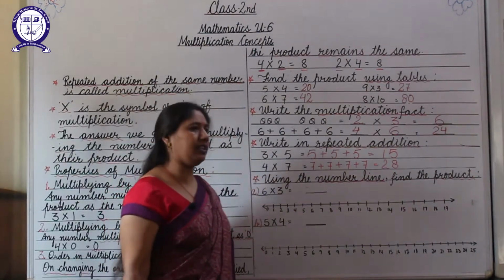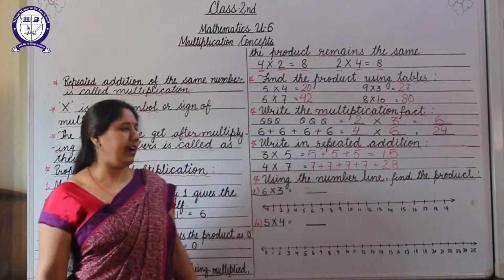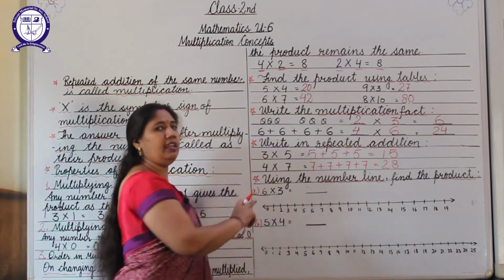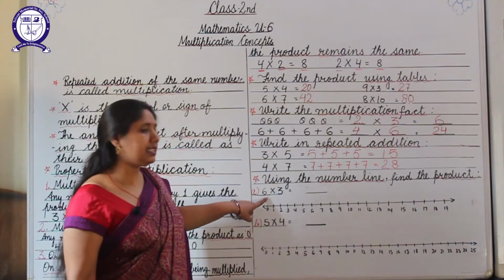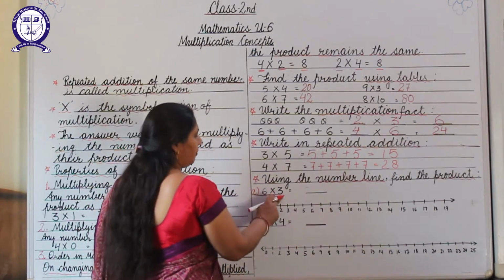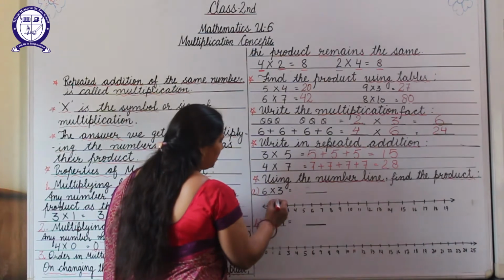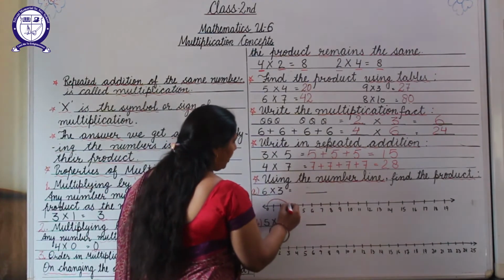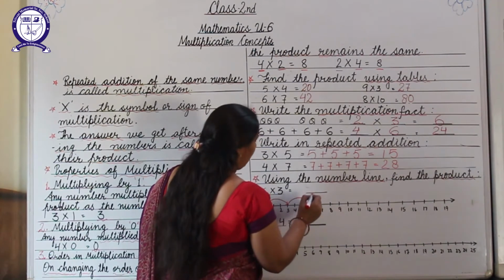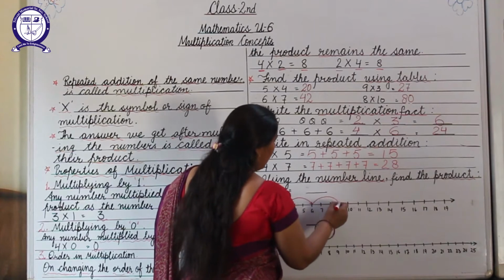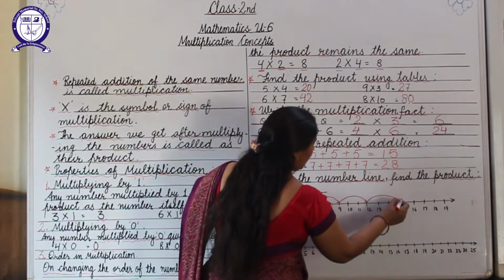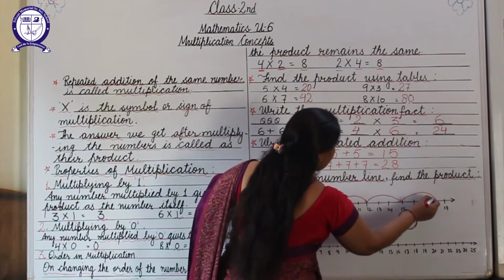Using the number line, find the product. So we have to find the product using number line. Okay, we have given 6 times 3. You have to read out 6 times 3. So we have to learn the table of 3. First jump is on 3. Like 3 ones are 3. 3 twos are 6. You have to put an arrow like this. 3 threes are 9. 3 fours are 12. 3 fives are 15. And 3 sixes are 18.